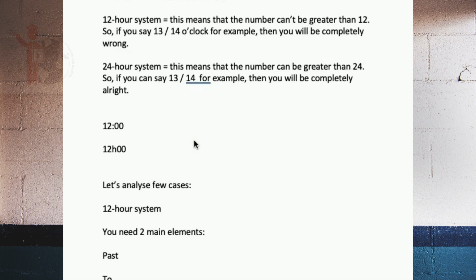Let's try to see what is a 12-hour system. A 12-hour system means that the number is not greater than number 12. So this means that you won't be able to use 13, 14, 15, 16, 17 as hours.